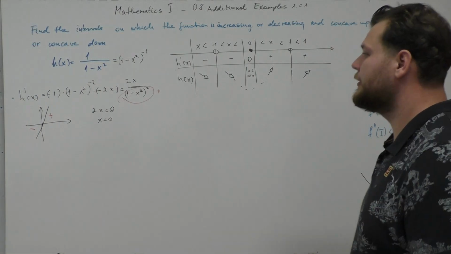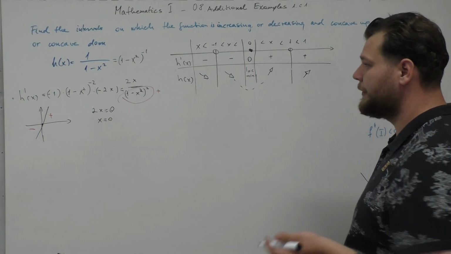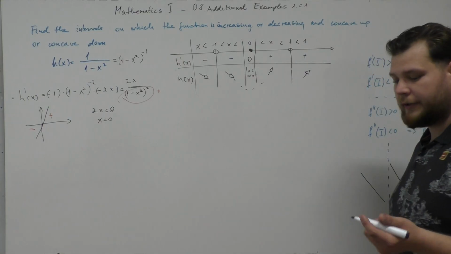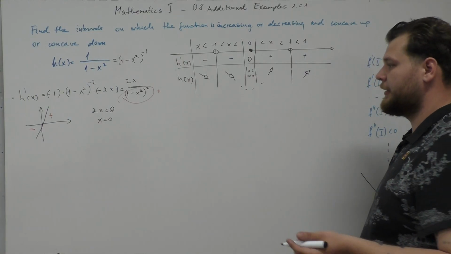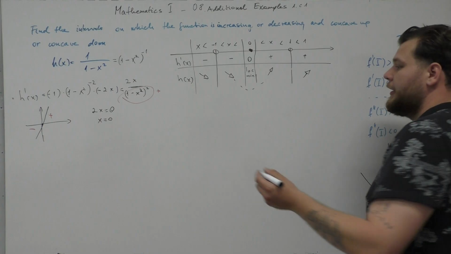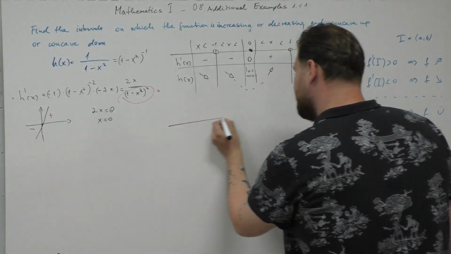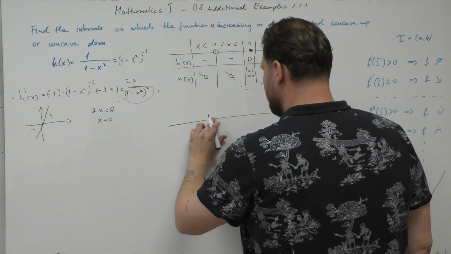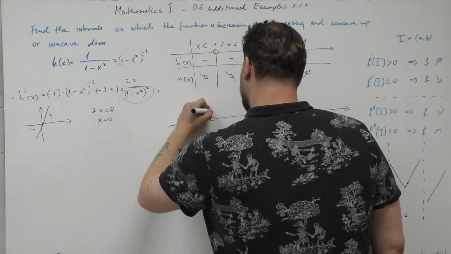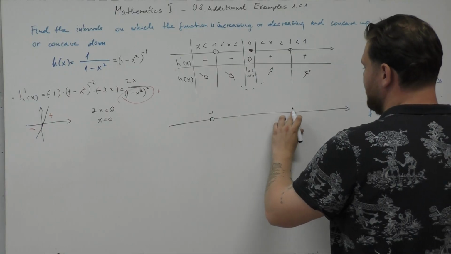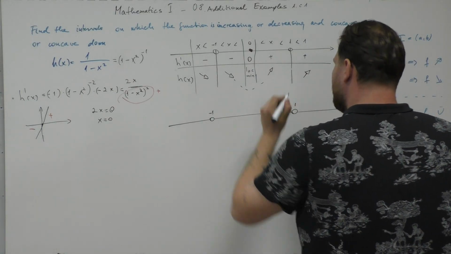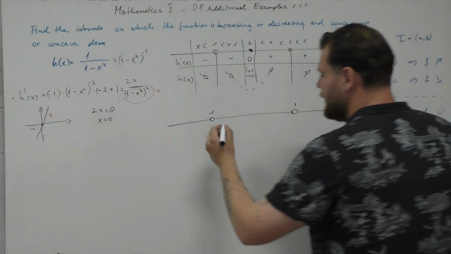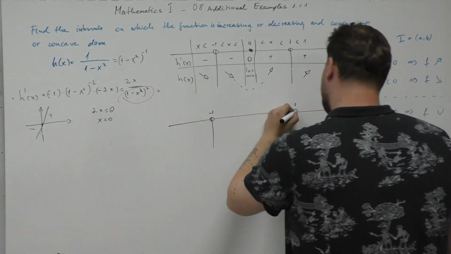Now let's find out where the function is concave up or concave down. First, we have to start with the domain again of the original function, which is a number line with two blank circles, one at -1 and one at +1, which gives 3 columns to our table.